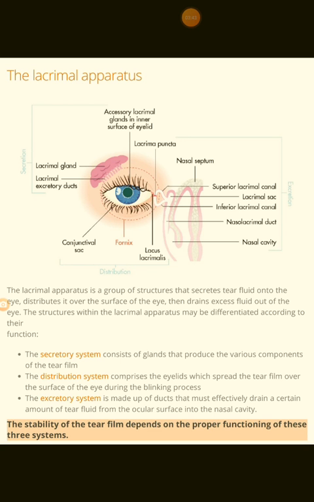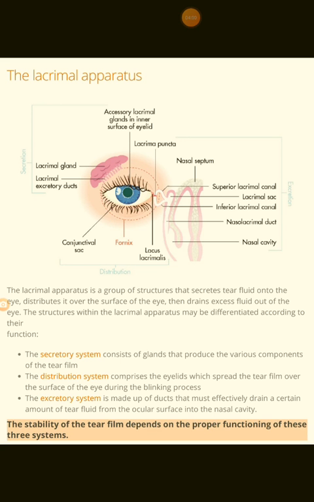So whenever we talk about the lacrimal apparatus, we talk about three things: that it consists of a secretory system, a distribution system, and an excretory system. The secretory system contains glands which produce tears. They are called lacrimal glands.